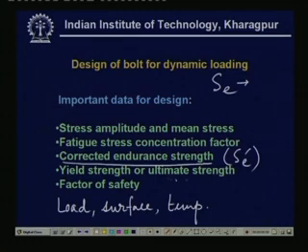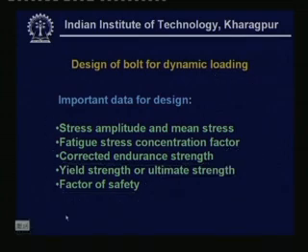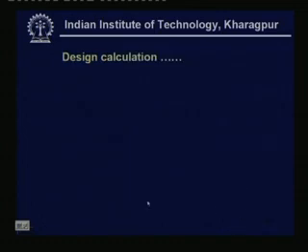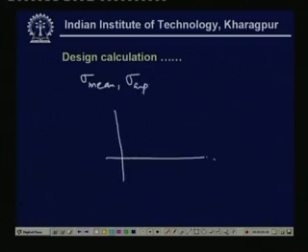Then the yield strength or ultimate strength is of course very much needed, and the factor of safety. So this data must be supplied to the designer. Once these data are known, then of course we use various criteria. Suppose we know sigma max, sigma mean value and sigma amplitude, then there is an endurance diagram where sigma mean and sigma amplitude are plotted.